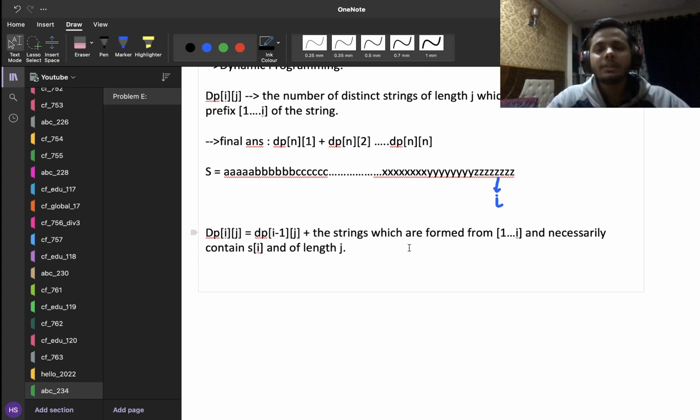So now we have reduced the problem to dp of ij is equal to dp of I minus 1j plus the number of strings which are formed from the prefix of length 1 to I, and they necessarily contain s of I and are of length j, right? Okay, now let's move forward. So this is my I and I have a few z's before my I. So let's say the total number of z's here are count.